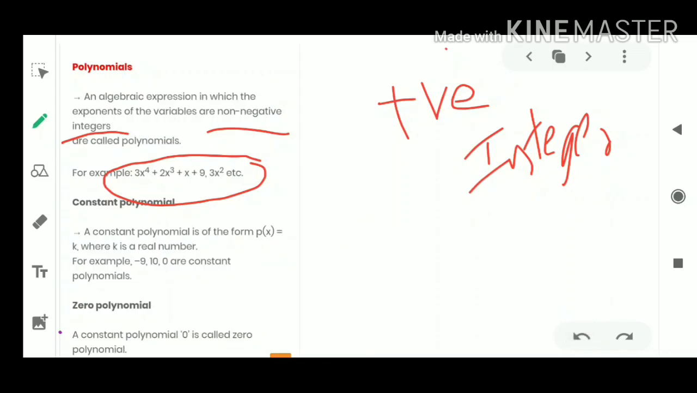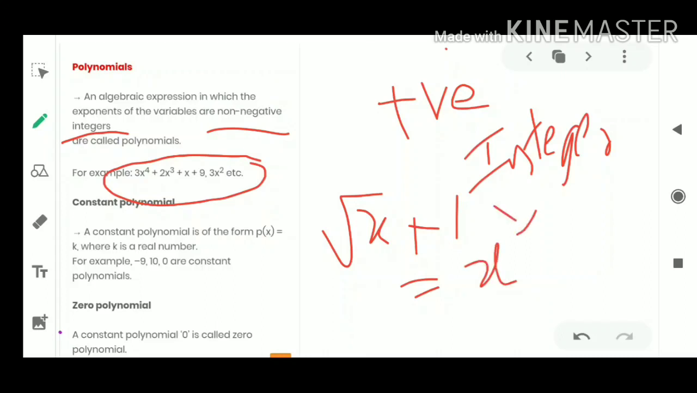And also see root x plus 1. Is it a polynomial? How can we write root in exponential form? x power 1 by 2 plus 1. See here, 1 by 2 is not an integer. It is a rational number, a fraction. So the power must always be positive and an integer, not in the form of negative or fraction.